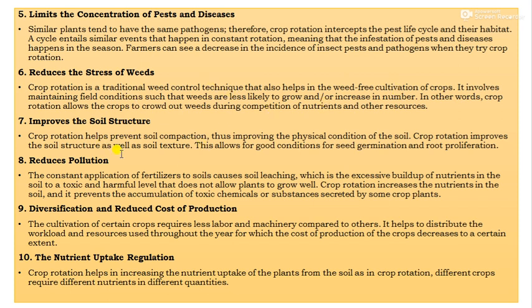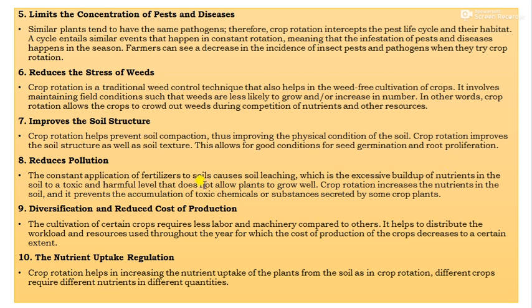Crop rotation helps to prevent compaction. Soil compaction is especially observed in monoculture or monocropping systems, but in case of crop rotation it helps to prevent soil compaction and thus improves the physical condition of the soil, and also improves the soil structure as well as texture. This allows good conditions for seed germination and root proliferation. Then the next one, reduces pollution.